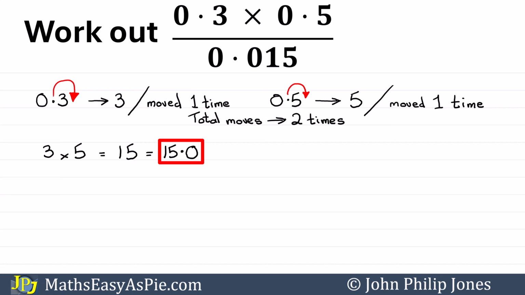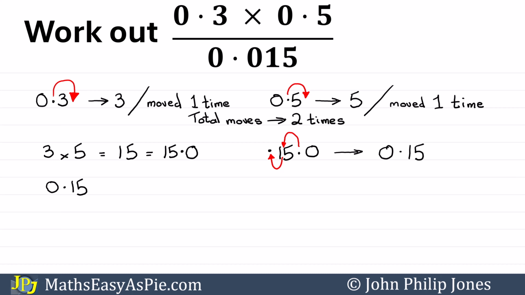So what we now need to do is to move the decimal point in a direction that makes the number 15.0 100 times smaller. This will involve moving the decimal point twice, once, twice. This will give 0.15. So the calculation now becomes 0.15 divided by 0.015.